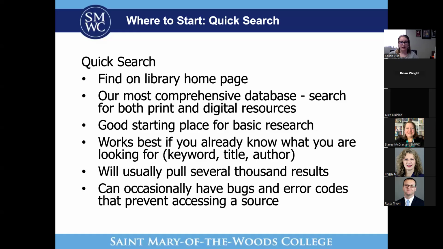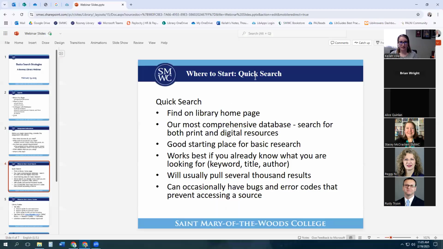Now, Quick Search, because of the amount of data, there can sometimes be bugs and error codes that will prevent you from accessing a source. So for example, yesterday I had a professor contact me. It showed that in Quick Search, there was an article available, but whenever she clicked on it, it wasn't taking her to the proper place. It said it was locked. And so sometimes you will see things like that happen, but I can show you some workarounds for that.